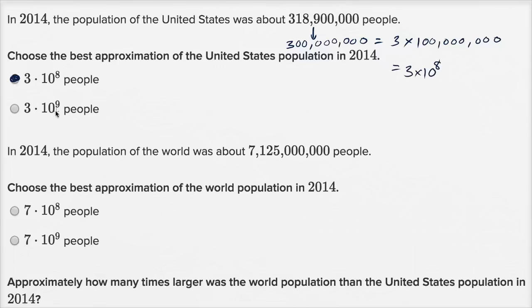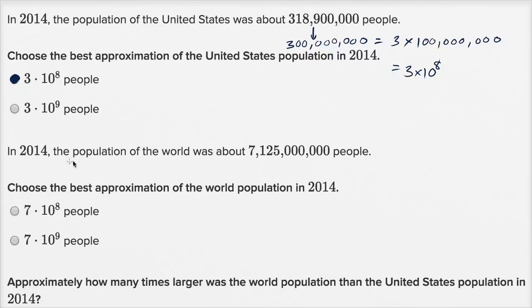3 times 10 to the 9th would be 3 billion. That would be almost 10 times as large as this. So we definitely want to go with this one. 3 times 10 to the 8th people is a pretty good approximation. This is 300 million people. So we're kind of rounding to the nearest 100 million.